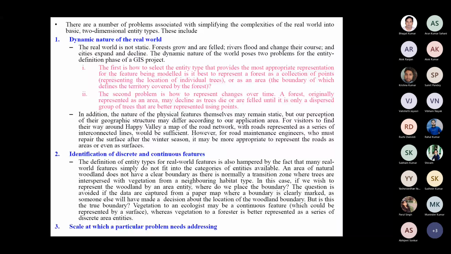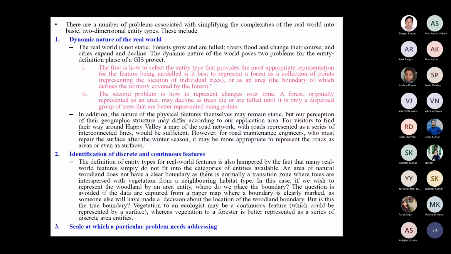Vegetation to an ecologist may be a continuous feature, whereas vegetation to a forester is better represented as a series of discrete entities. So we have just seen that when you want to digitize the forest, if you take a topographic map, there is no problem because the Survey of India has decided the boundary of the forest. So you do not need to do anything. You just throw the responsibility on a third party: the Survey of India has given me the map, I am not responsible if there is any mistake.